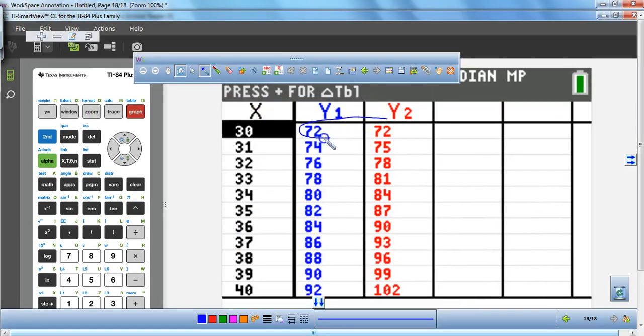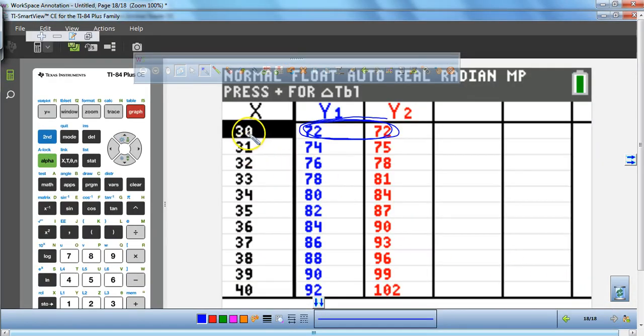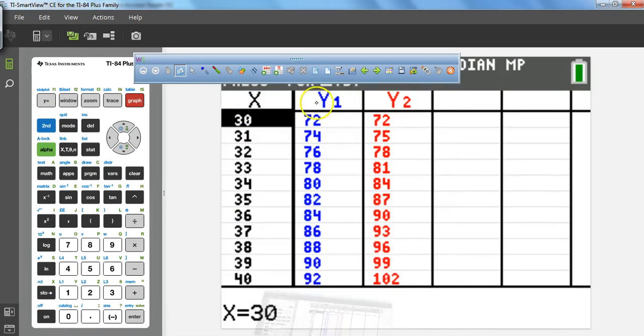So, that right there, if you're using the graphing calculator because you were just not very good at solving for x by hand, that's how you could get to your solution. What are you going to do? Put that in y1. Put this in y2, and then check your table. If you can check your table, you can get the right answer. All right. Done with that one? Moving on. There's x equals 30. That's our answer.